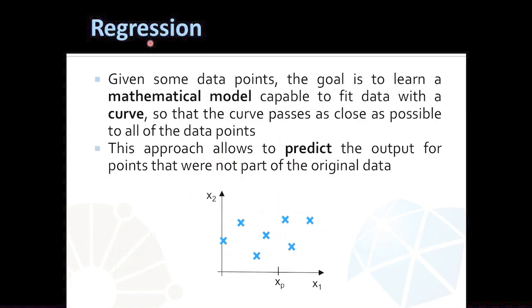In the regression task, given some data points, the goal is to learn a mathematical model capable to fit data with a curve, so that the curve passes as close as possible to all of the data points. This approach allows to predict the output for points that were not part of the original data.